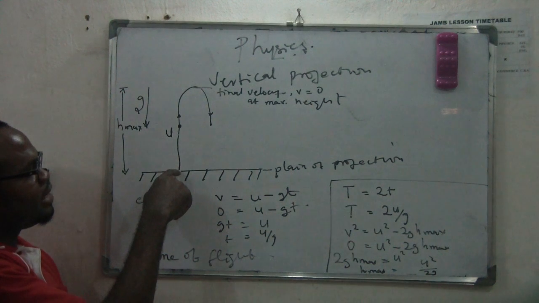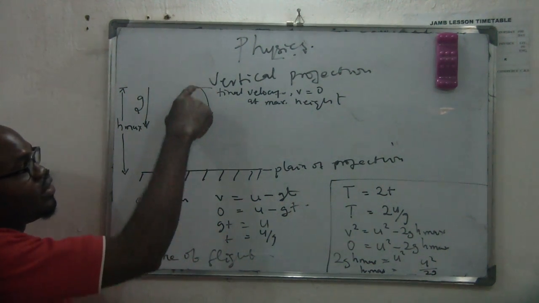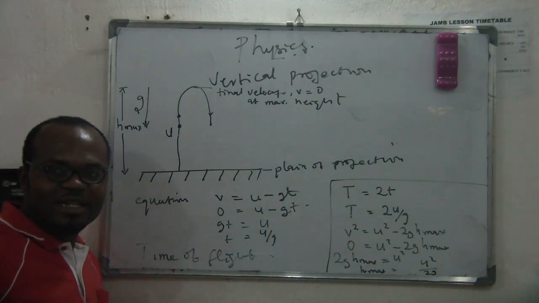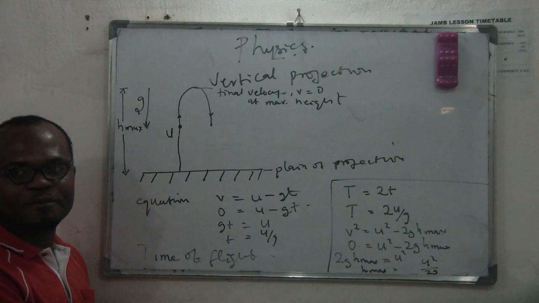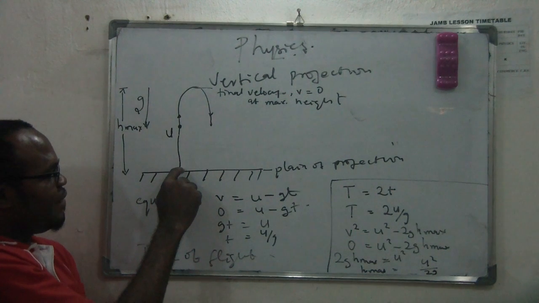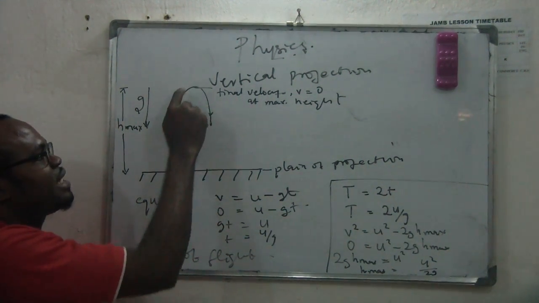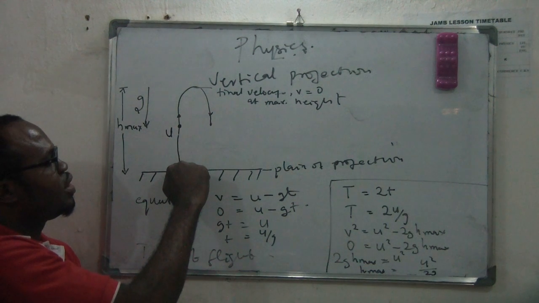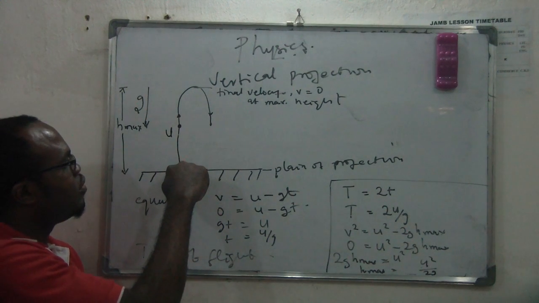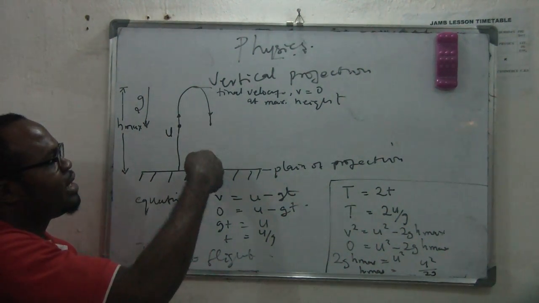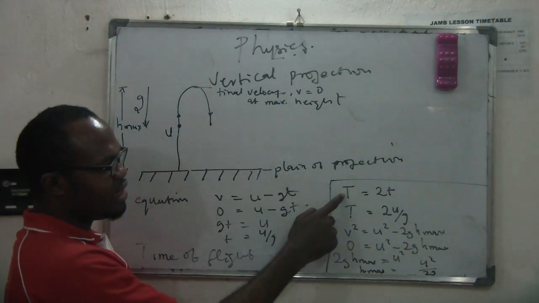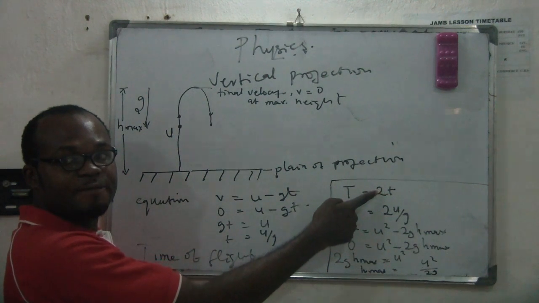So what is time of flight? The time taken by the object from the point of projection to the maximum height. Is that clear? That is the time of flight. But what is the total time? If the time of flight is the time for the body to get from here to here, total time will be 2 times, is it not? Because the total time of the whole motion will be from here to here, then from here to here. That is 2 times from here to here, is it not? So this total time is equal to 2 times t.